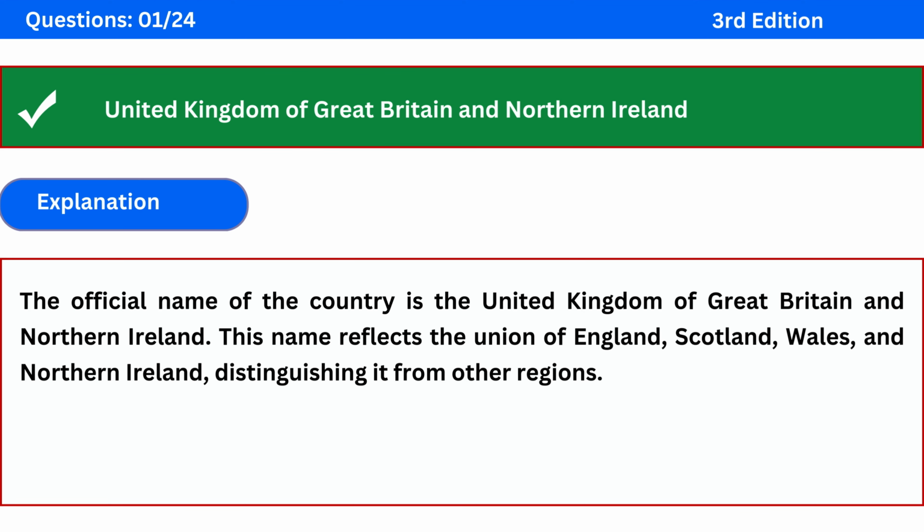The correct answer is United Kingdom of Great Britain and Northern Ireland. Explanation: the official name of the country is the United Kingdom of Great Britain and Northern Ireland. This name reflects the union of England, Scotland, Wales, and Northern Ireland, distinguishing it from other regions.